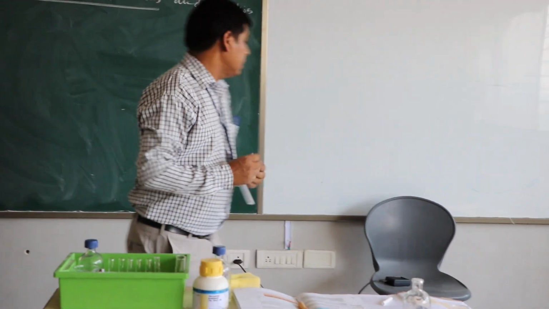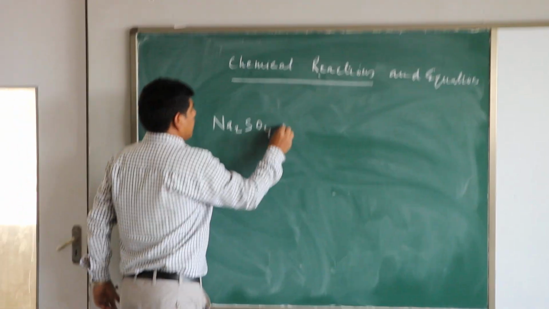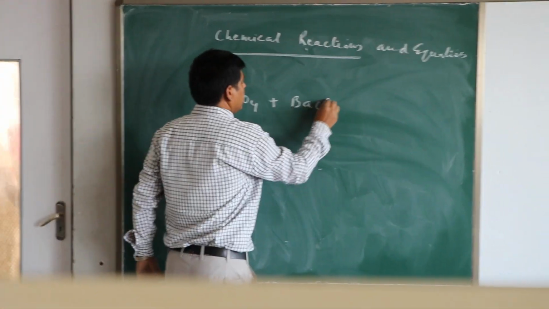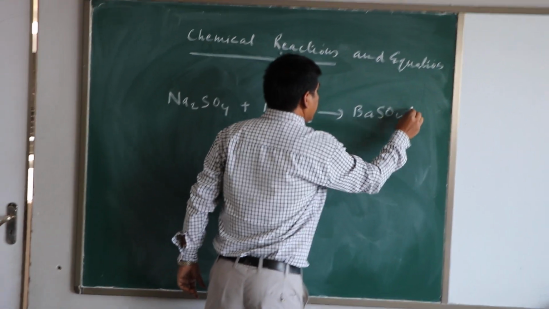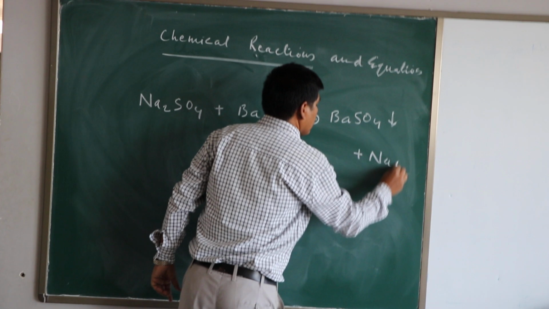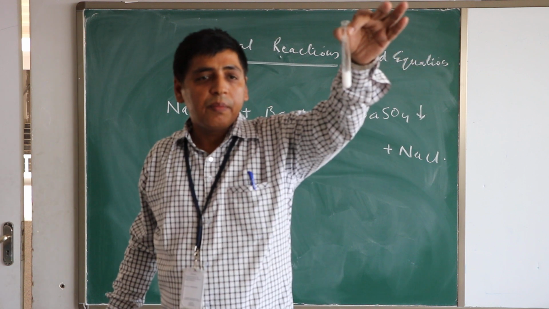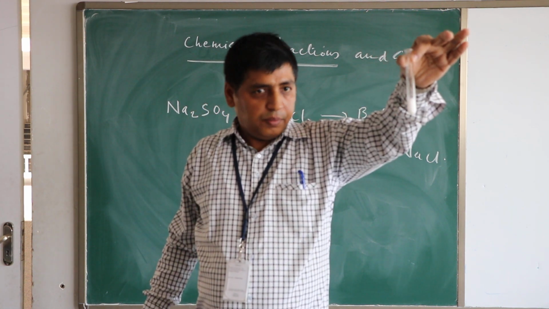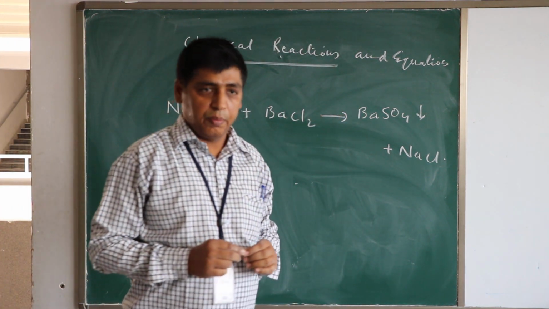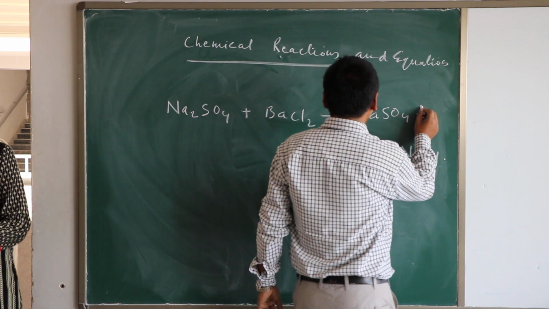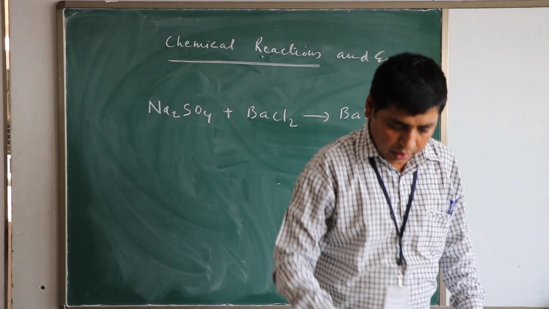We observe here that sodium sulfate, when it reacts with barium chloride, gives barium sulfate plus common salt. Here the change in color is because of the formation of barium sulfate. So it gives you the information that a chemical reaction has taken place. This arrow mark gives the information that a precipitate is formed, that is barium sulfate.